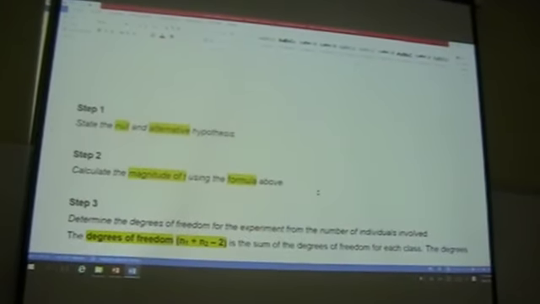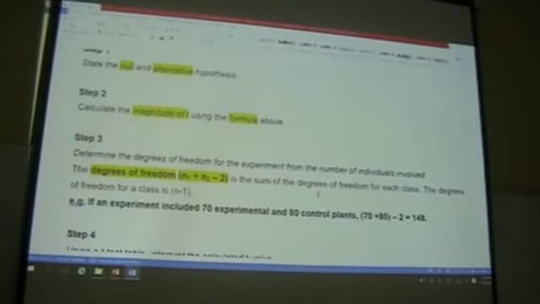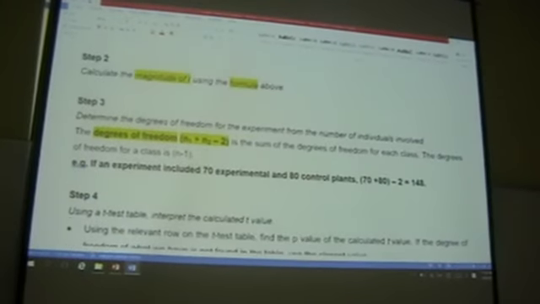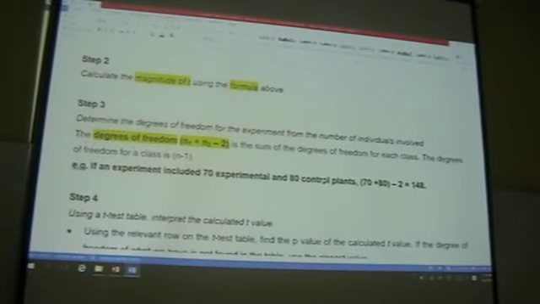Now state the null and alternative hypothesis, and you need to calculate the t-value. Highlight this please. Degree of freedom is different from your chi-square test. Degree of freedom here is n1 plus n2 minus 2. You know what is n, right? N1 is your sample size for group 1. The n2 is the sample size for group 2. So sample size added together minus 2. So if the experiment has 70 samples and 80, so the degree of freedom is 70 plus 80 minus 2.